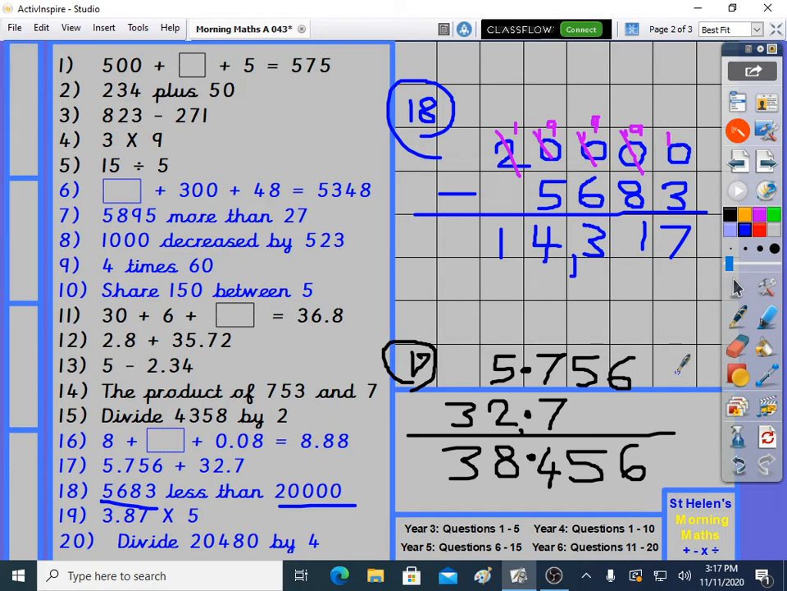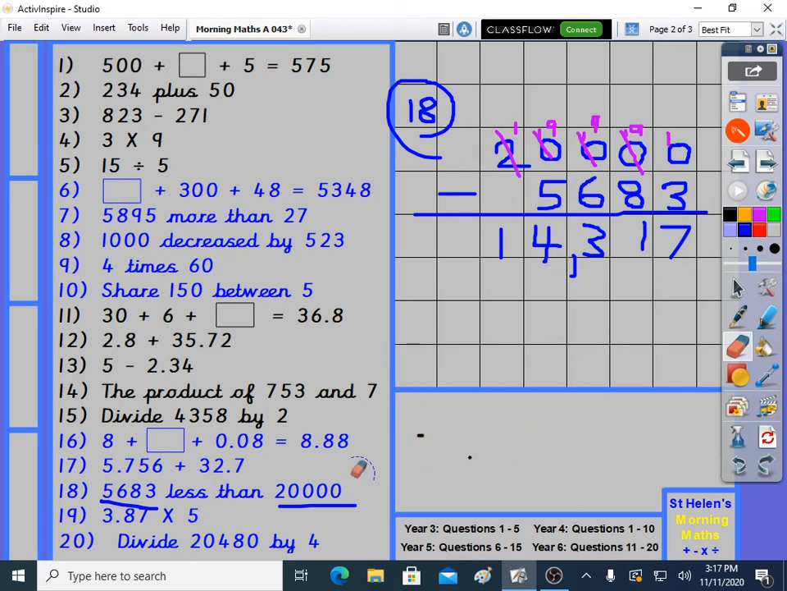14,317. I don't know if you know your number bonds to 10,000. Maybe you can work them out. But that is a number bond to 10,000. 5,683 goes with 4,317 to make 10,000. There's a 10,000 as well. Gets us back to 20,000. I hope that made a bit of sense how I checked that, but I'm confident that's right now.